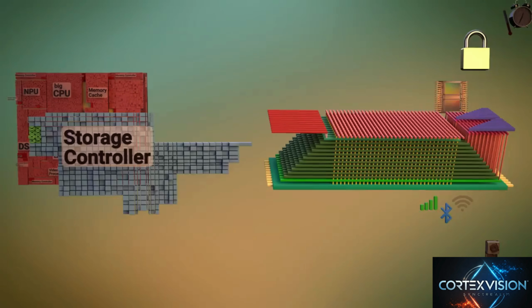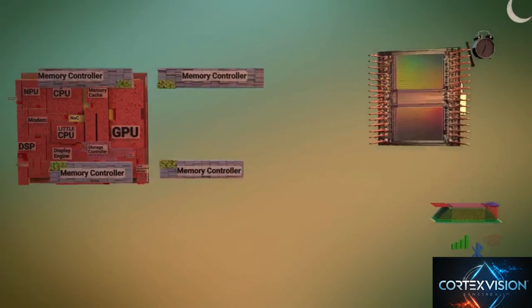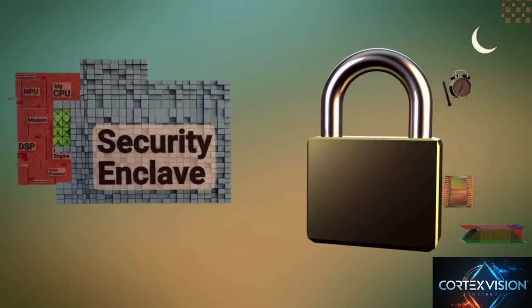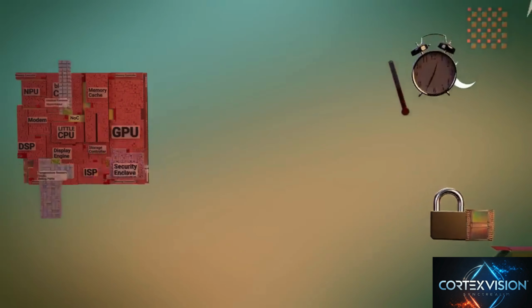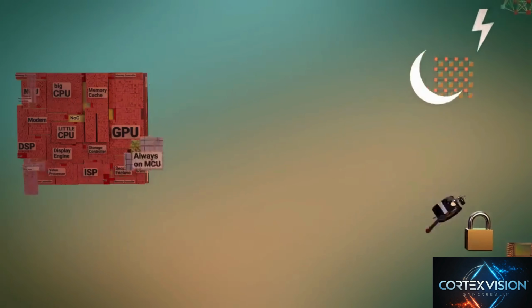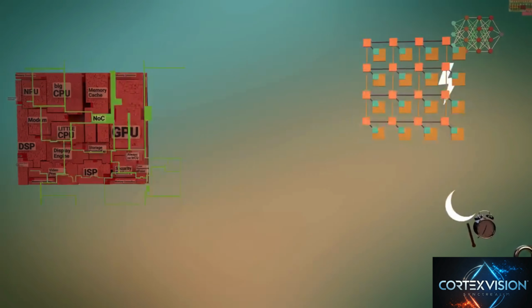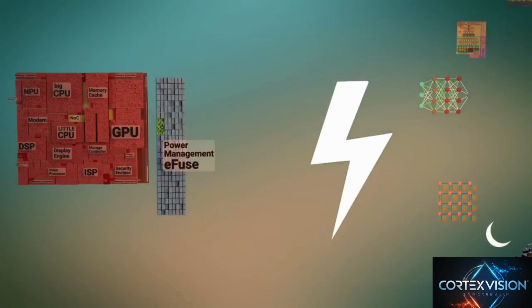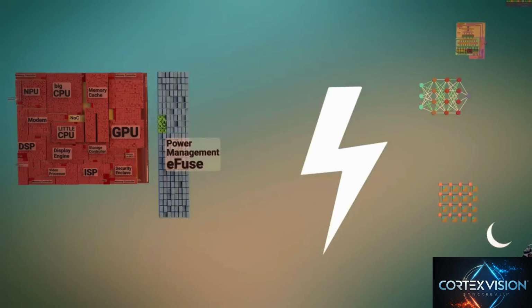loads information from the flash storage microchip, the memory controller which connects to the DRAM microchip located on top of this one, the security enclave which executes encryption and manages the public and private keys, a number of peripheral functions such as clocks, temperature sensors, debug ports, and general-purpose inputs and outputs, an always-on microcontroller unit, and finally, the network on chip, or NOC, which arbitrates or manages data flow through the SoC, the DRAM, and other parts of the phone.